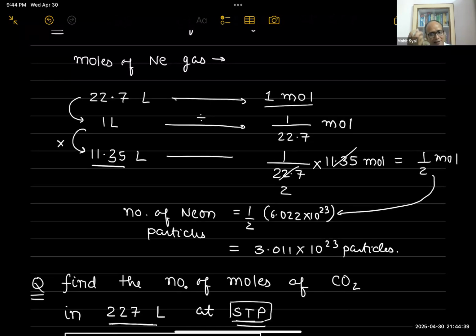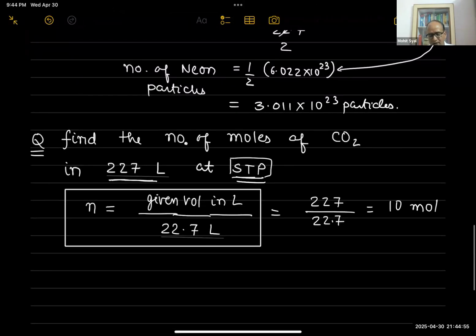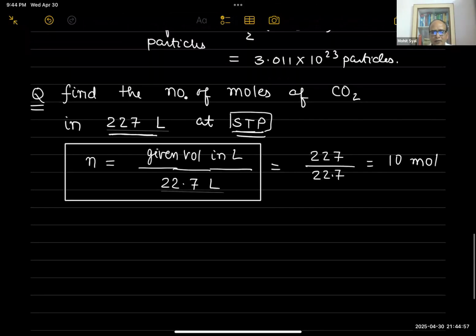1 mole is 6.022 into 10 to the power 23 particles. If you half the volume, you will have half mole. If you take 10 times volume, you will have 10 moles. Got it? Right? So that is Avogadro's law.